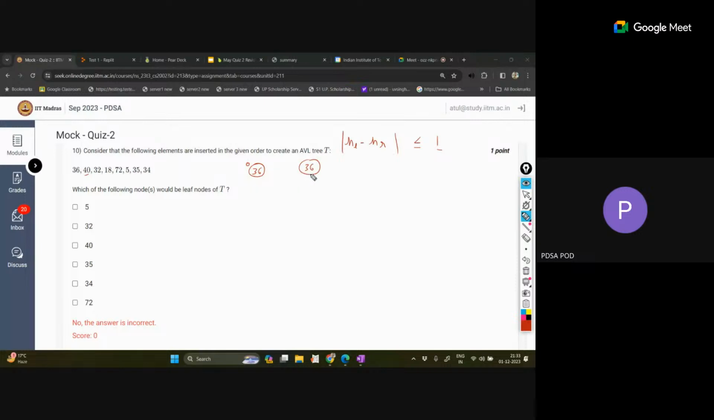So 40 is greater than 36. We will look at the right child. The right child is empty now, so we will add the right child, this 40. Okay, so now it is becoming a binary search tree.